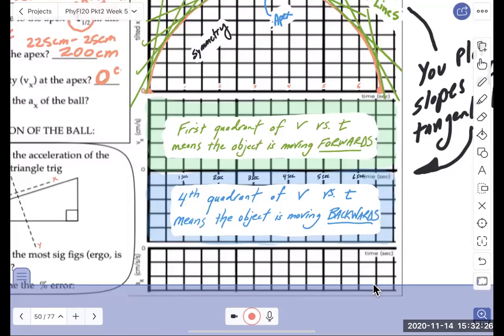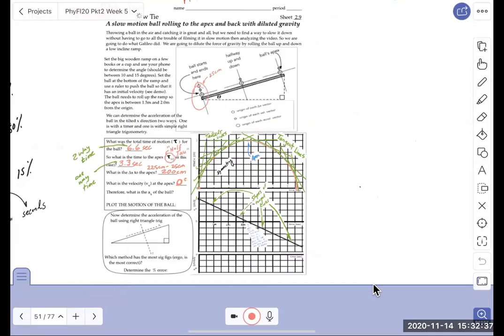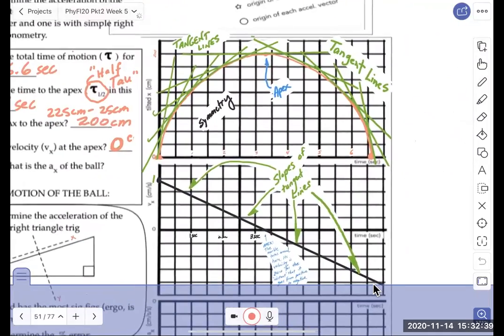Anyway, the green first quadrant represents anything forward. So anytime there's a velocity there, you're moving forward. The blue fourth quadrant represents the object going backwards. Okay, so now we plot this.